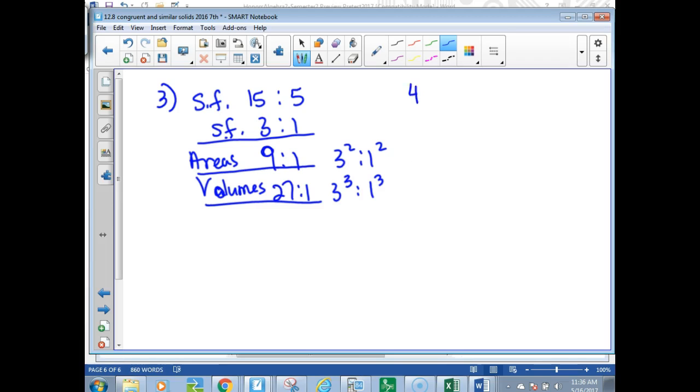All right, I'm leaving 4 for you. We'll do a little more of the spinning the solids tomorrow and reviewing for the final.